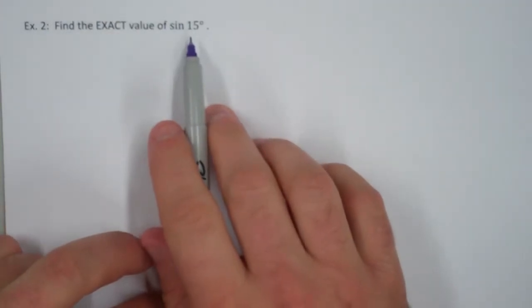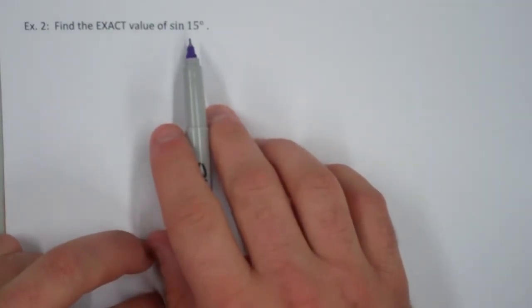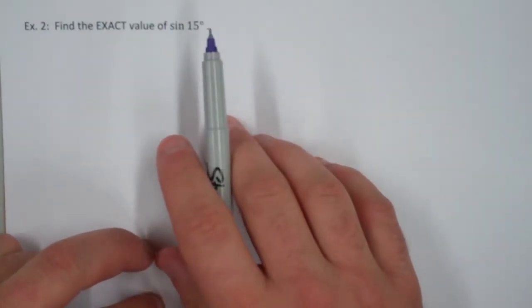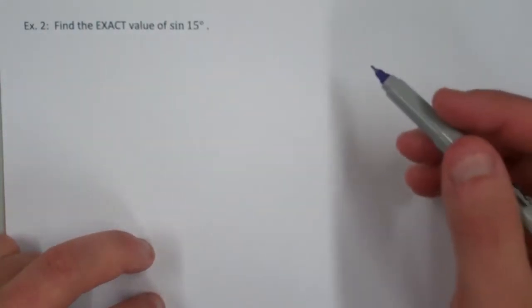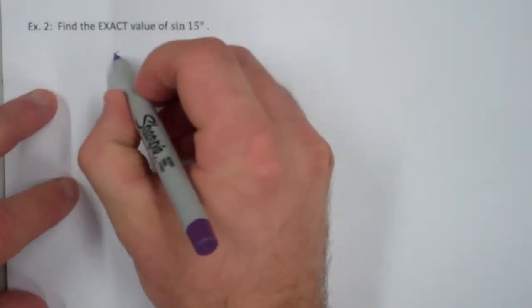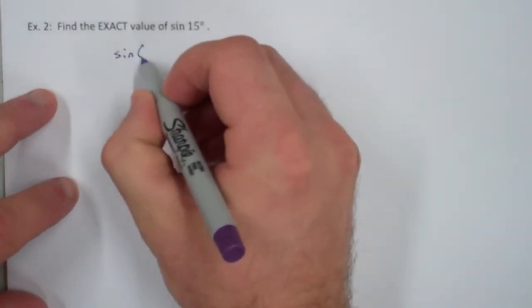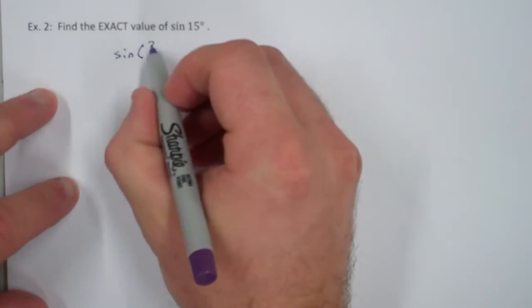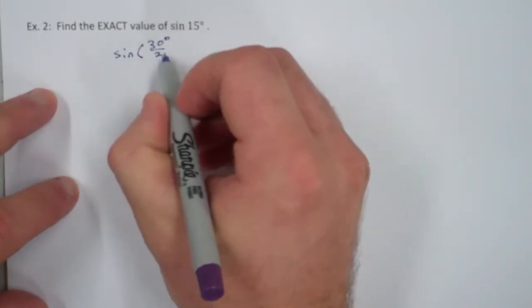In example 2, we want to find the exact value of the sine of 15 degrees. There's a couple different ways you could do this. You could treat this as a difference, 45 minus 30, and use your sum and difference formulas. But in this case, our objective here is to learn about half and double angle identities. And so I think we'll use one of those. And remember that 15 would just be 30 divided by 2.